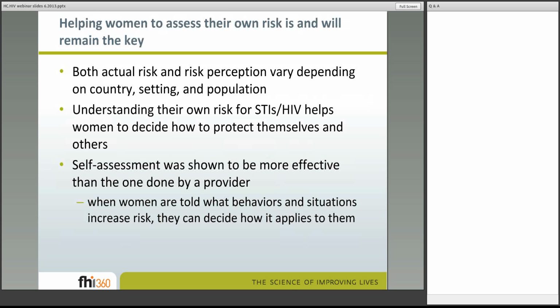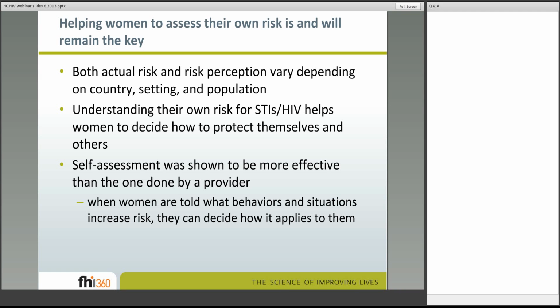But how do we decide who is at risk and who isn't? It seems like helping women to assess their own HIV risk is and will remain the key. We know that both actual risk and risk perception vary significantly depending on country setting and population. When women understand their own risk for infection, it helps them to decide on how to protect themselves and others best. There is evidence that self-assessment may be more effective than assessment done by a healthcare provider.